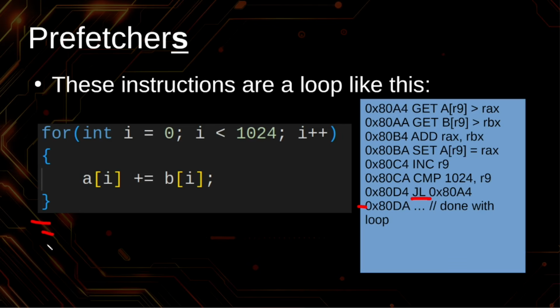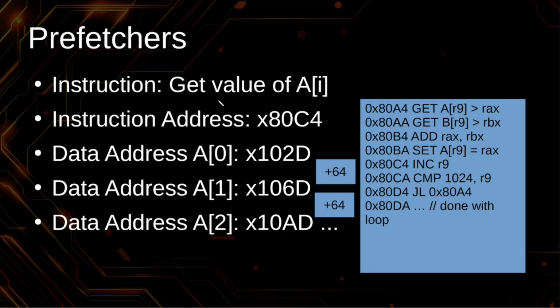Somewhere down here, going further in your lines. That's assembly. Tiny little instructions, little things happening one at a time. But your computer is able to do billions of them in a second. We have an instruction that says, get the value of A. That's right there. That happens at 80C4.